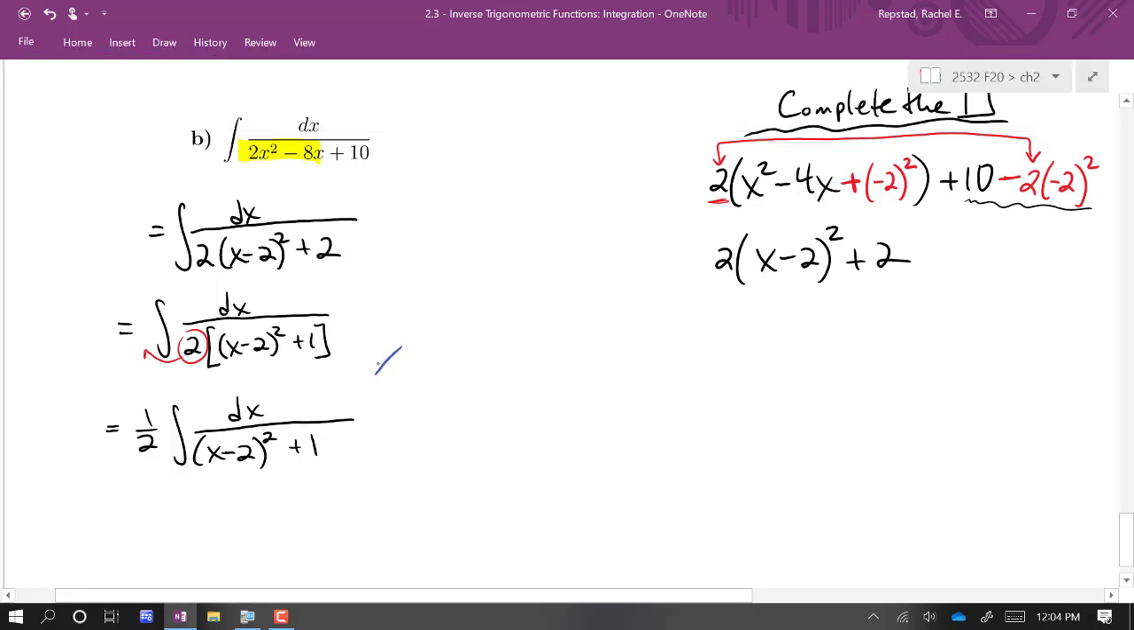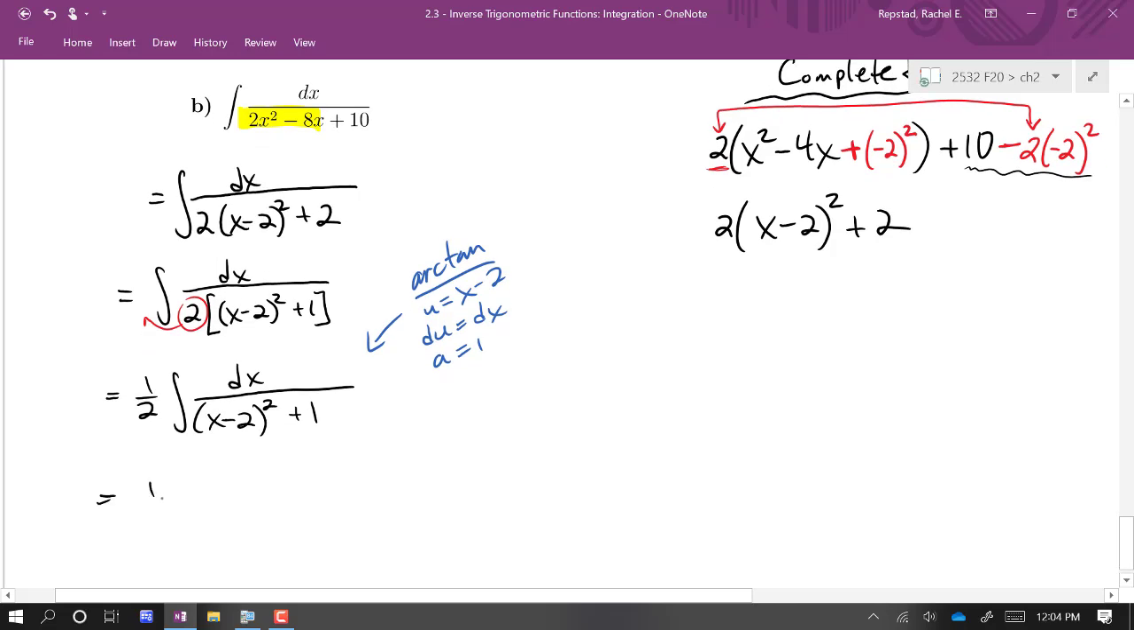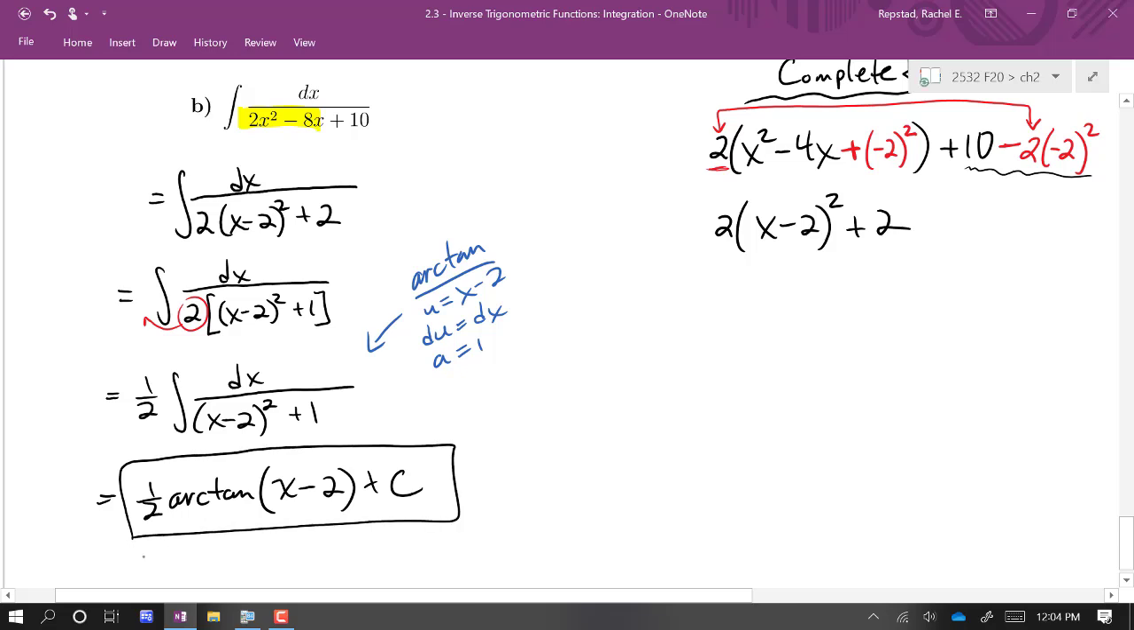This is an arctan form where u is x minus 2, du is dx. This time a is equal to 1. So this becomes 1/2 times arctan of x minus 2 plus a constant.